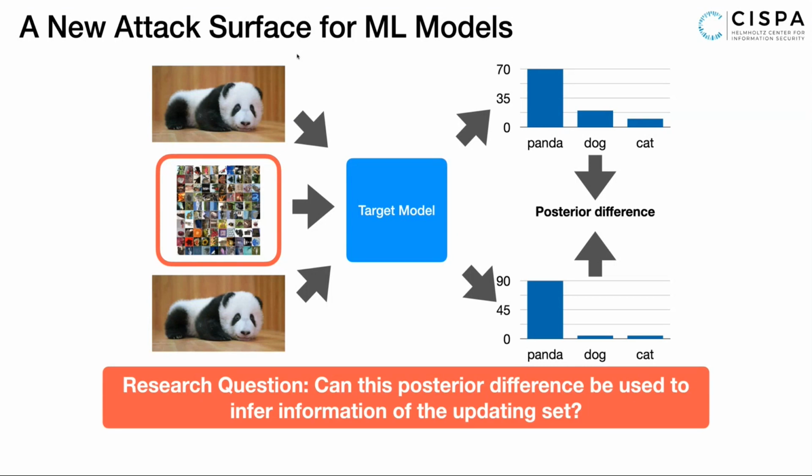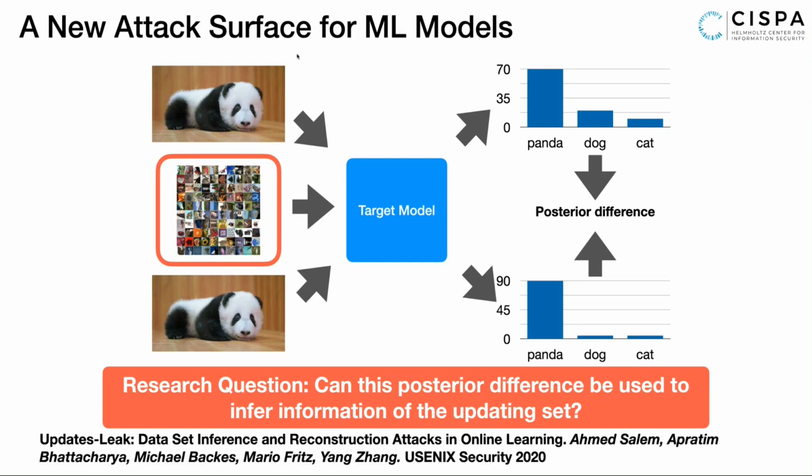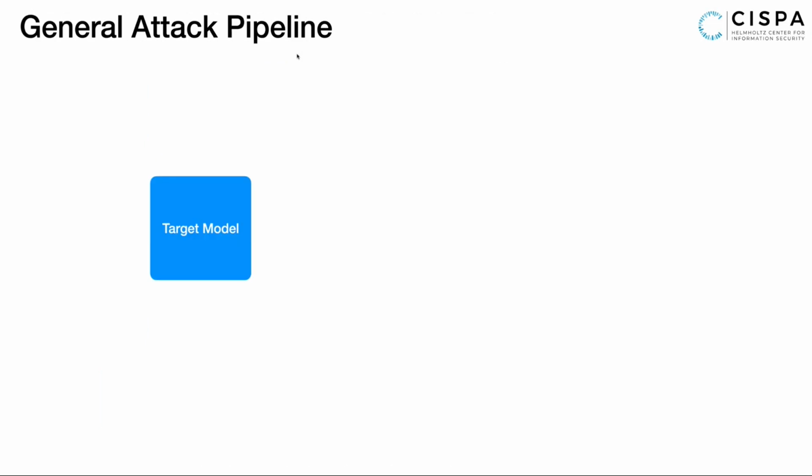So our research question here in general is, can we use this posterior difference to infer information about the data set used to update the model? This is our actual paper published last year at USENIX, called Updates-Leak. In general, we build a general attack pipeline. We have a target model, and we assume that our adversary has a probing data set. This probing data contains, let's say, 100 images.